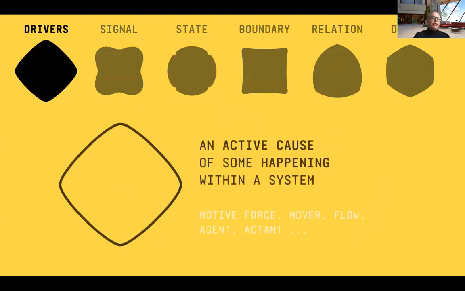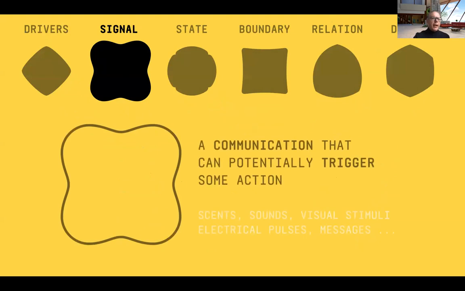First of all, there are drivers. These are active causes of something happening within the system. It could be a mover or a flow or an agent. These are things happening directly between items. Next, we have signals. These are communications that potentially trigger some action, things like feedback or status displays. They can be senses, sounds, electrical pulses. They can come in different formats depending on the nature of the system.